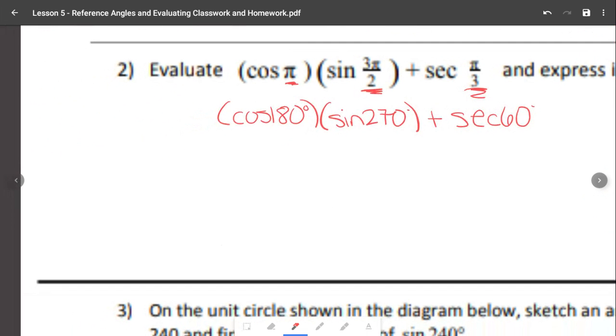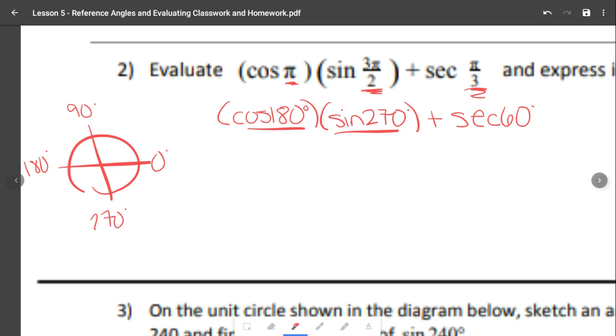Now, to get the cosine of 180 and sine of 270, that was the beginning of lesson 5. If you remember your unit circle, here's our 0, 90, 180, 270, and then back up to 360. Each of these intersects the x and y axis at specific points. Over at 0, 360 was the point 1, 0. Up at 90 was 0, 1. Then we had -1, 0. And then 0, -1.